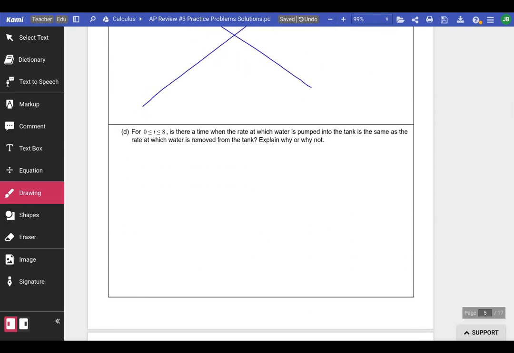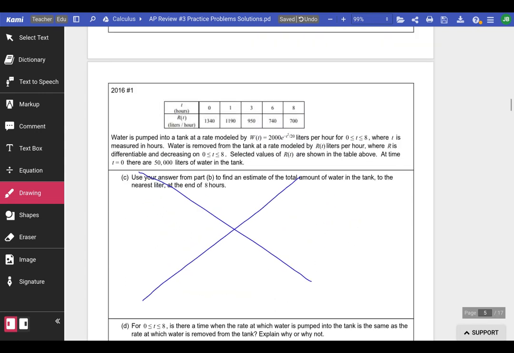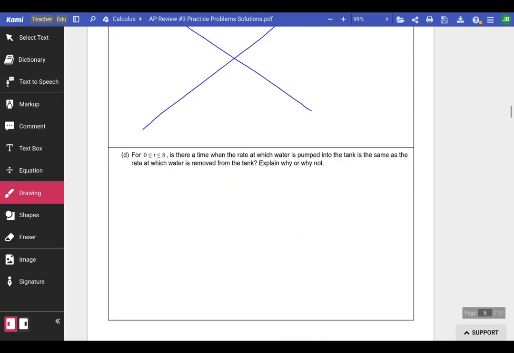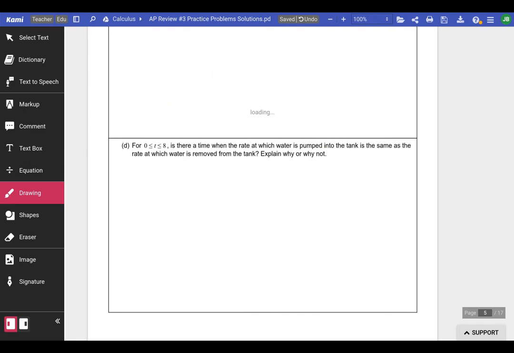So part D says, for the interval between 0 and 8, is there a time when the rate at which water is pumped into the tank, and I think that was W, yep, so I just want to make a note of that. So water being pumped into the tank is W of t. So is there a time when that is the same as the rate at which water is removed from the tank, so R of t? So is there a time when W of t is equal to R of t? Is really the question.